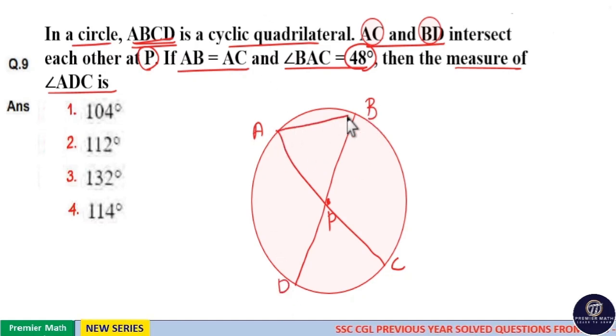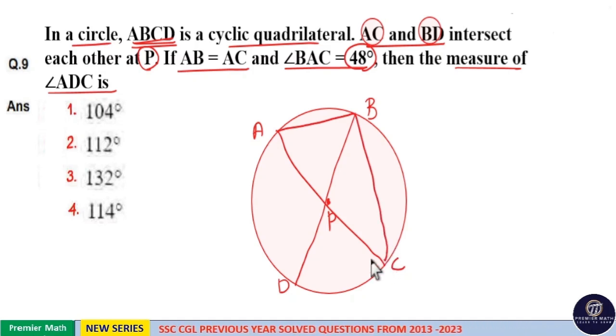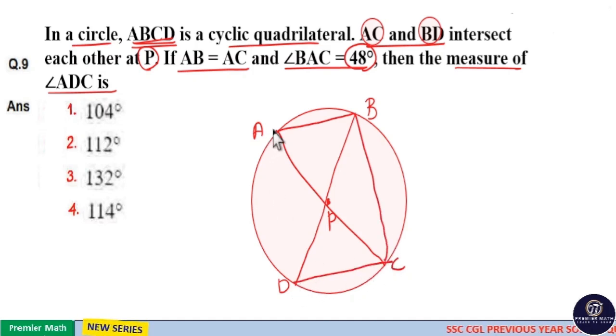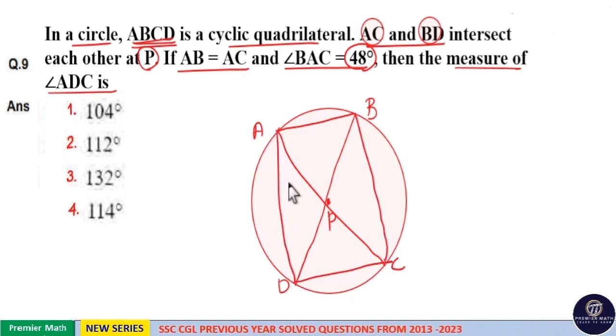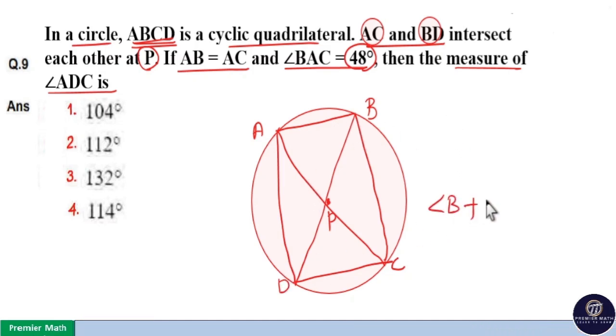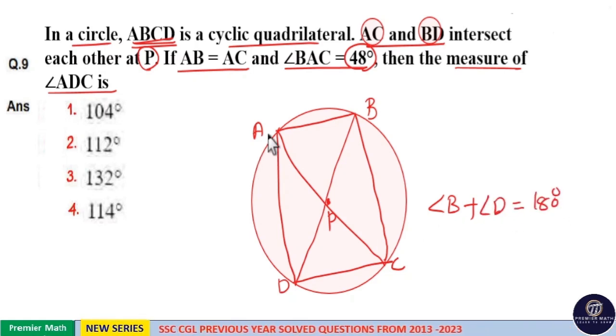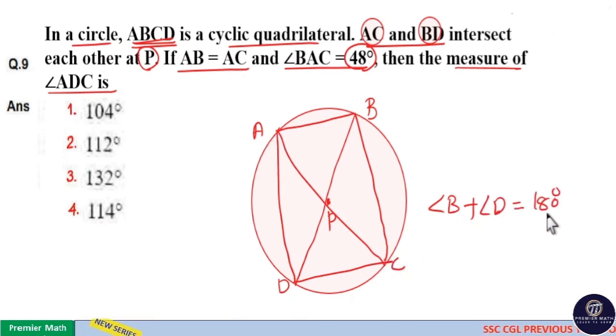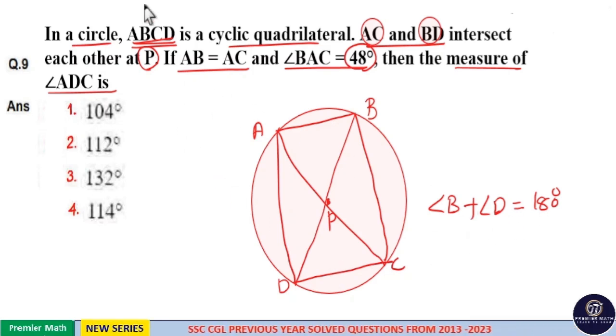And here ABCD is a cyclic quadrilateral. What is the specialty of cyclic quadrilateral? Here opposite angle sum. Angle B plus angle D is 180 degree. Same way angle A plus angle C is also 180 degree. Now with this you can solve this question.